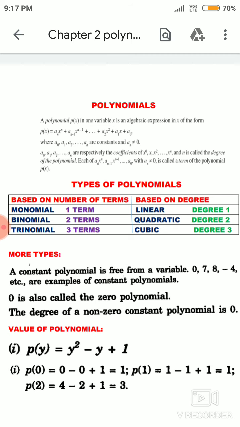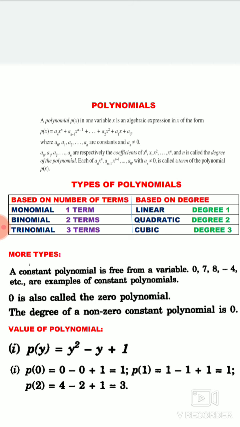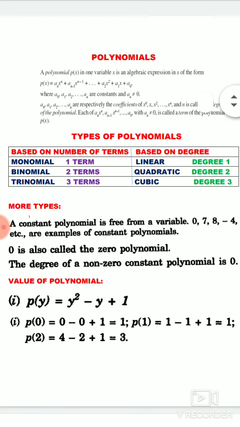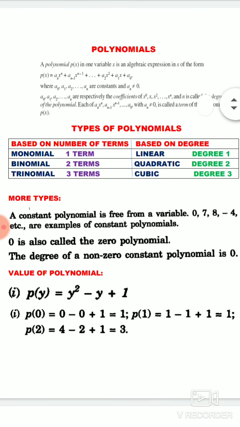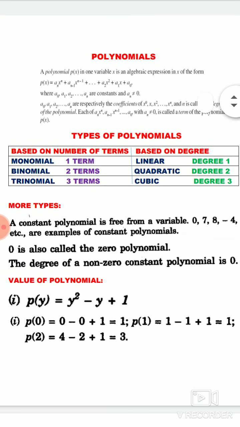Now for solving different types of questions, the first type of question in your chapter is to find the value of a polynomial. A polynomial is given and you have to find its value at some particular numbers. Here the polynomial is p(y) = y^2 - y + 1. You have to find its value at 0, 1 and 2. You can see the solution written below. You just have to put that particular number in the place of the variable in the polynomial.